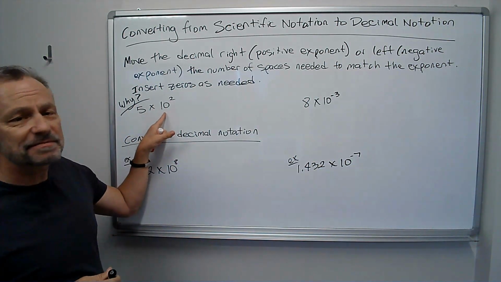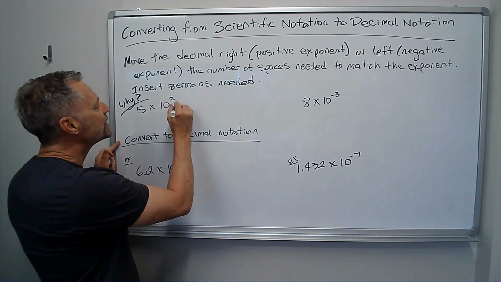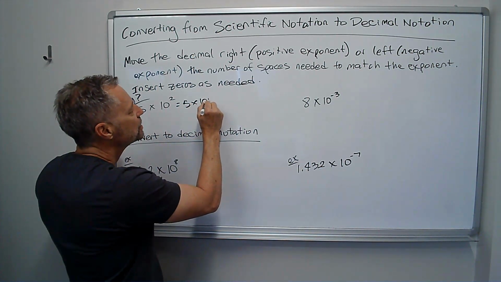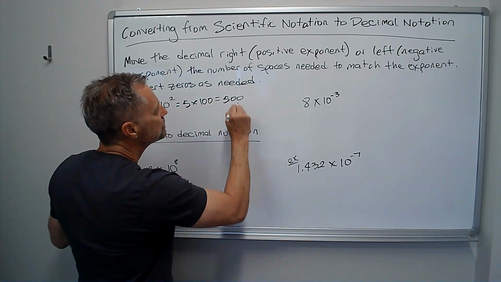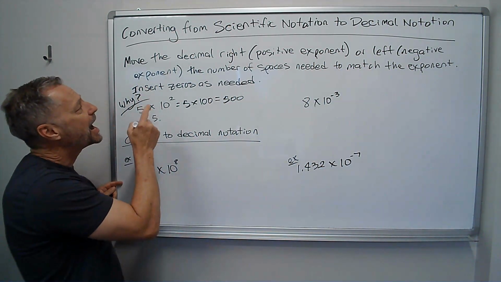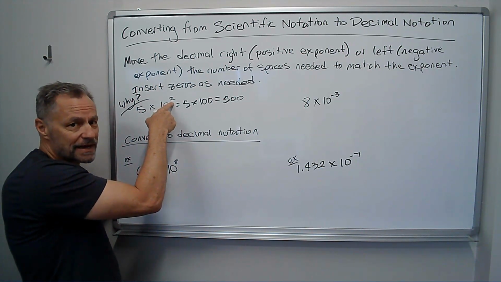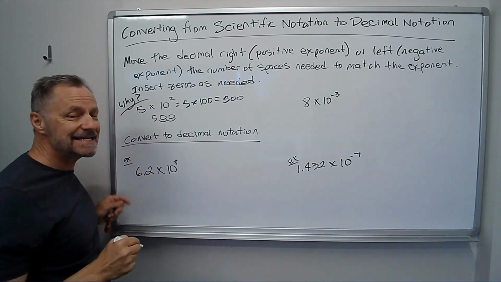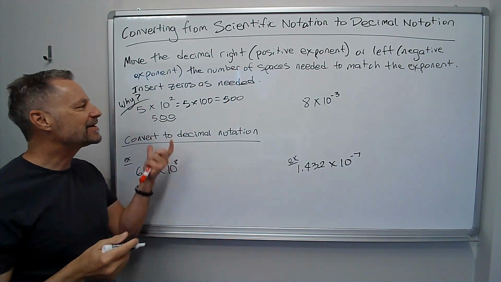If I have 5 times 10 to the 2, I know that's 5 times, well, 10 to the 2 is just 100, which is 500. But notice what that is. I took the 5, if the decimal's right here, I'm going to move it 2 places to the right. That's a positive 2. I go 1, 2. I insert zeros as needed. The decimal's right there. I get the number 500.